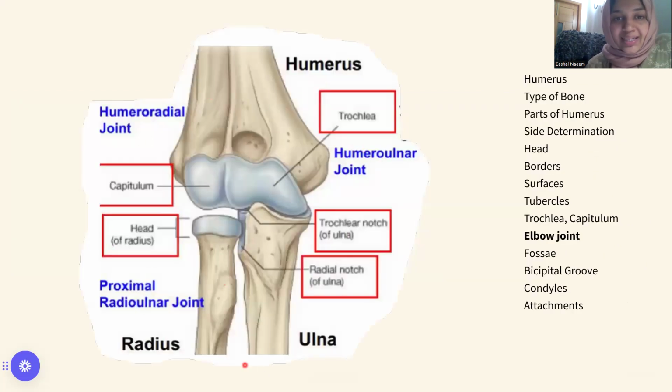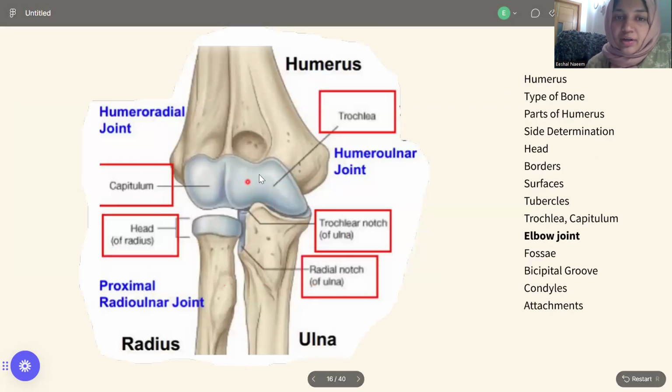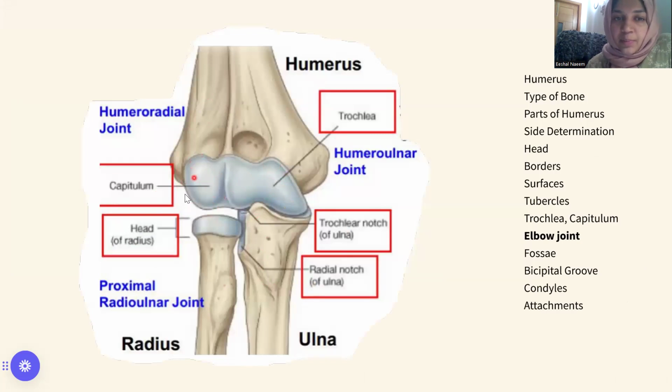Now let's appreciate the elbow joint a bit. You can see the trochlea is here and the capitulum is placed a little laterally. The capitulum is articulating with the head of the radius and the trochlea is articulating with the ulna, right? And this entire elbow joint is contributing to the hinge-like movement, the flexion and extension of the elbow joint, right?